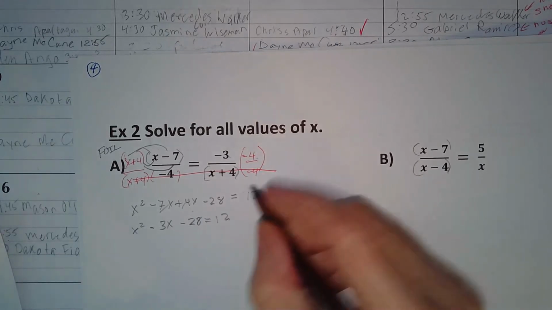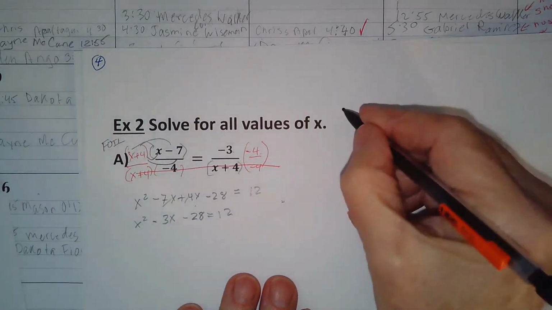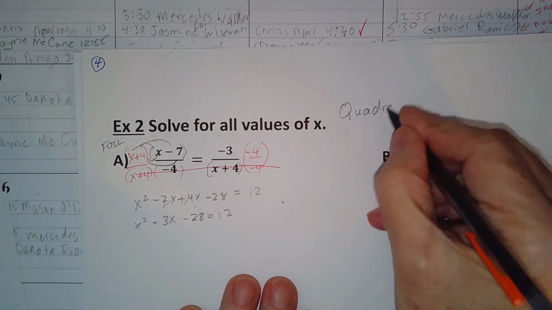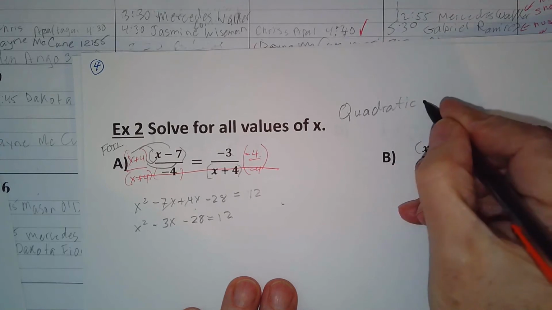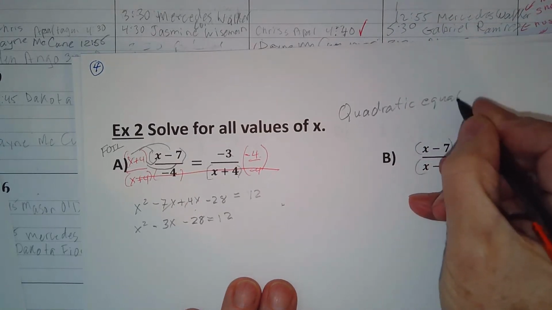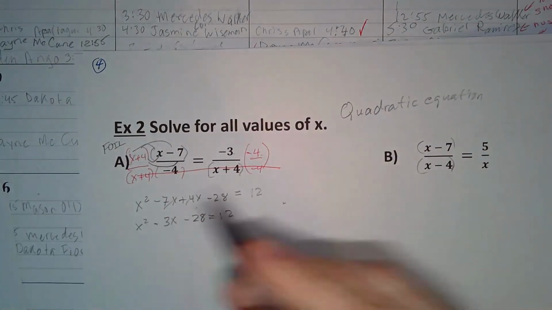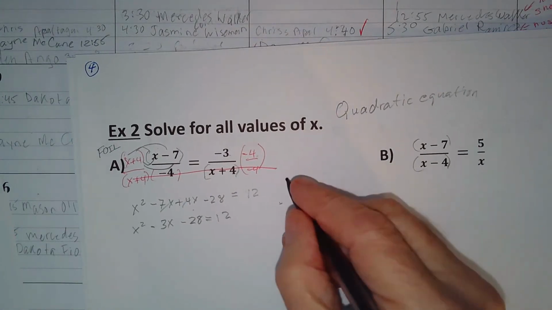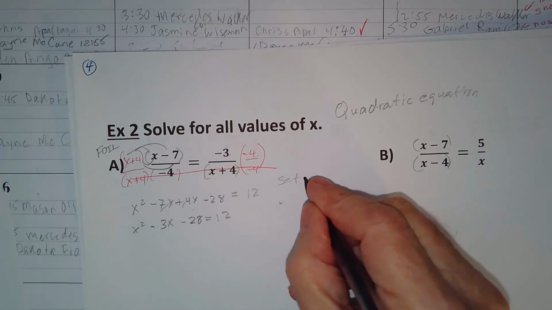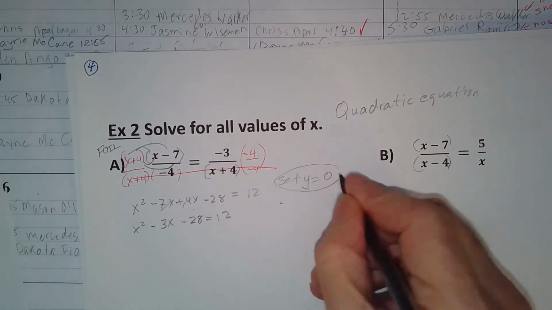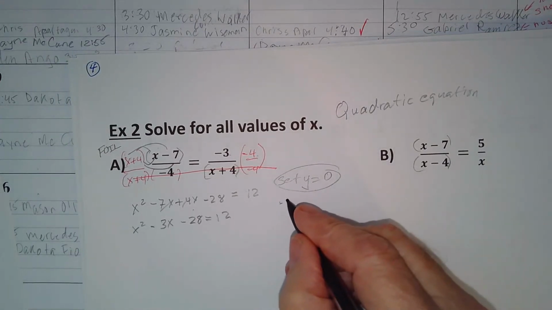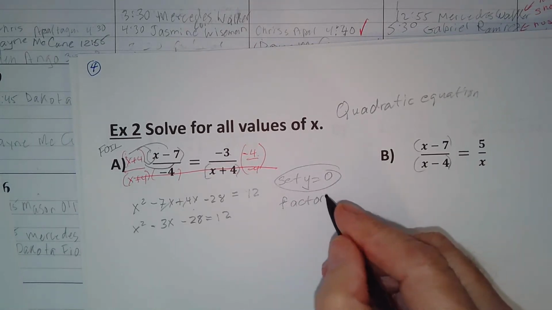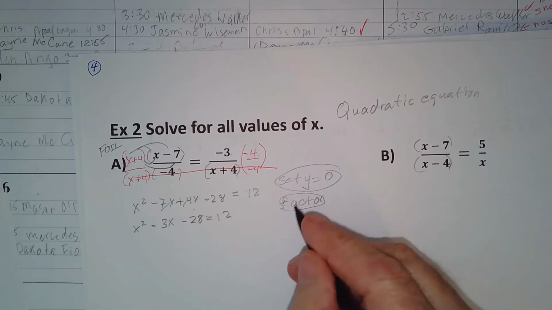Now, this is a quadratic, right? This is a quadratic equation because it has a leading term with a power of 2. So seeing that, we know that we can and we must set y equal to 0. And then we'll want to factor. And then lastly, we're going to want to solve for x.